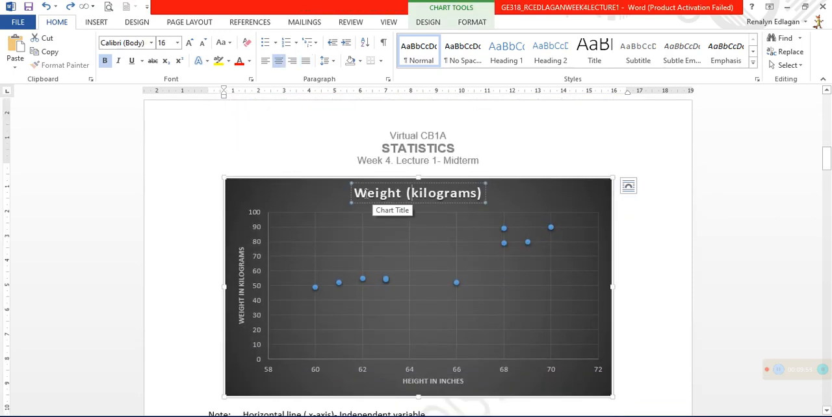So, saan galing yung data nyo? At ano yung laman ng data nyo? So, this is the height and weight of 10 randomly selected college students.